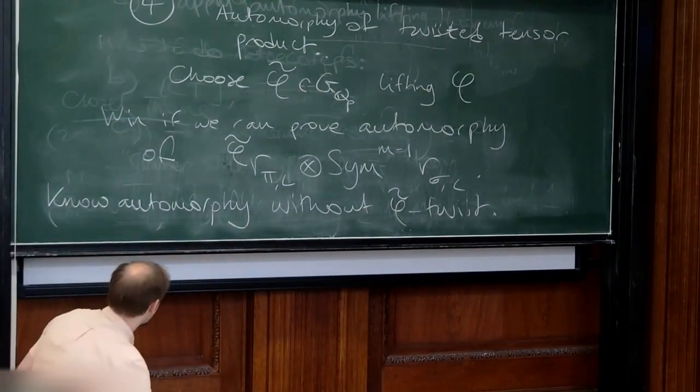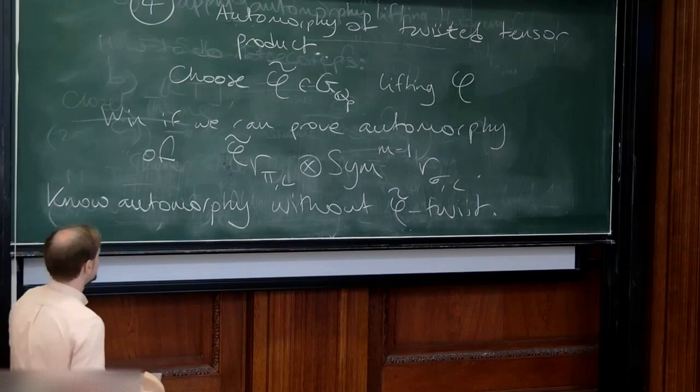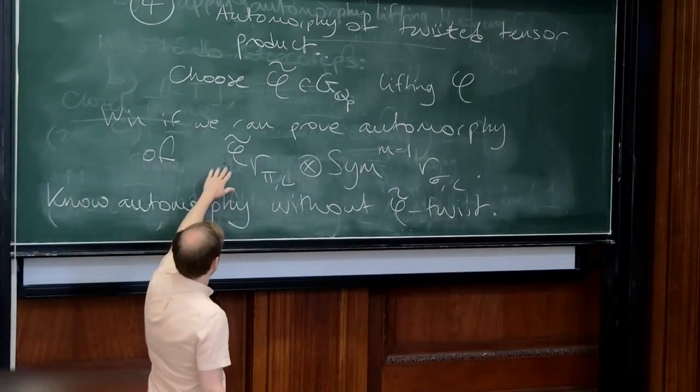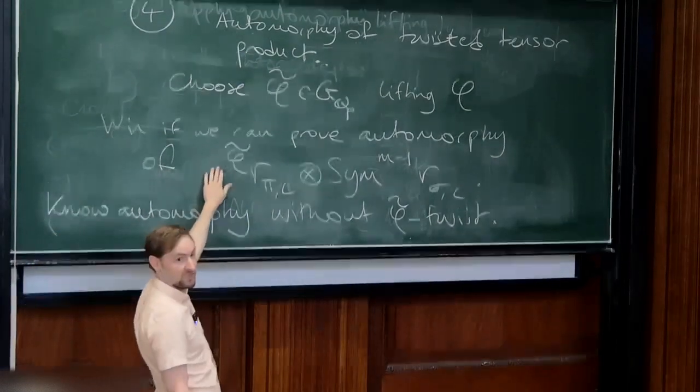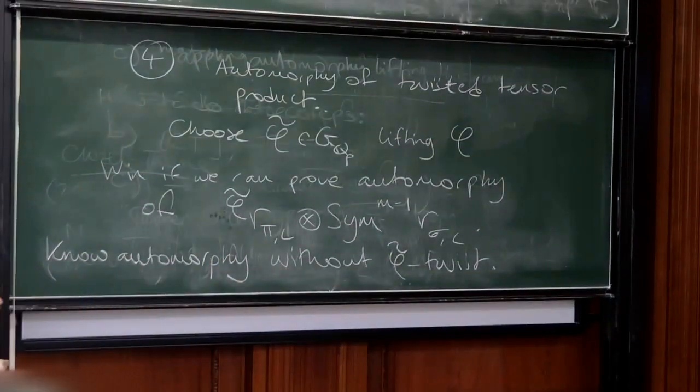All right, so yet again, we're going to apply some automorphy lifting theorems to get from automorphy of the untwisted tensor product to automorphy of the twisted product. A bit about how we could hope to do that. Then maybe at the end, I'll say a tiny bit about the kind of automorphy lifting theorem we have to apply.